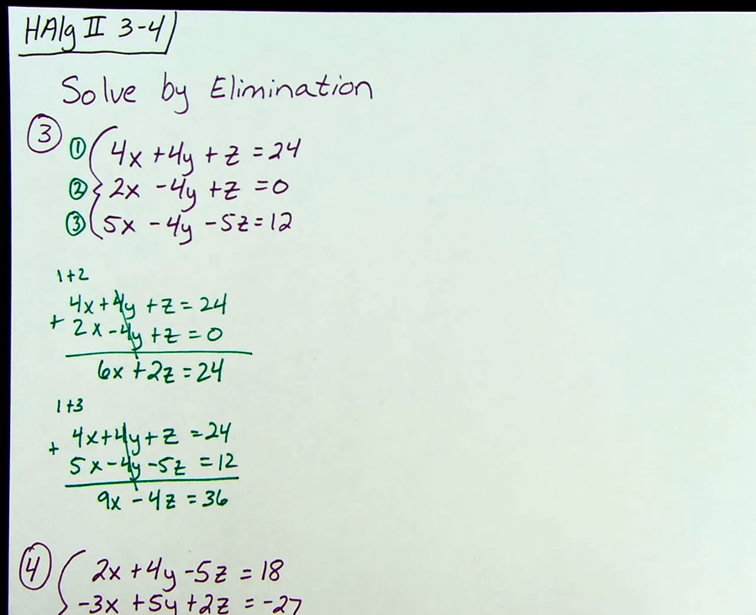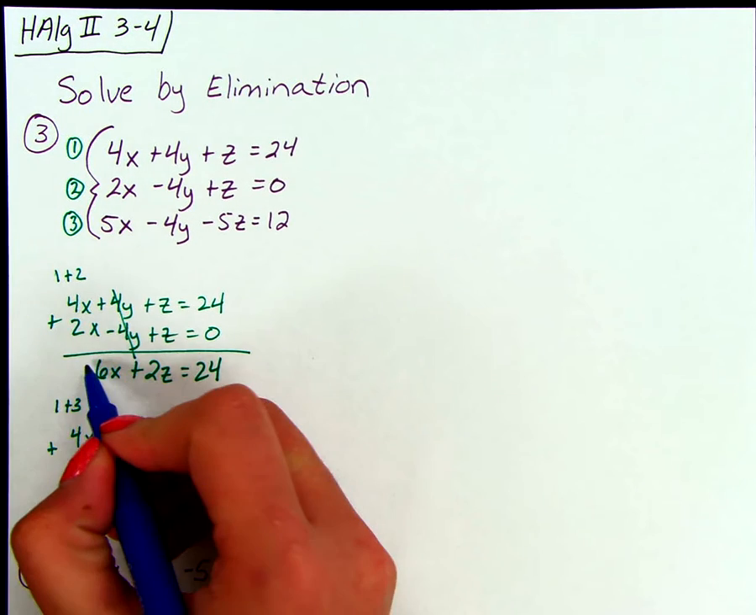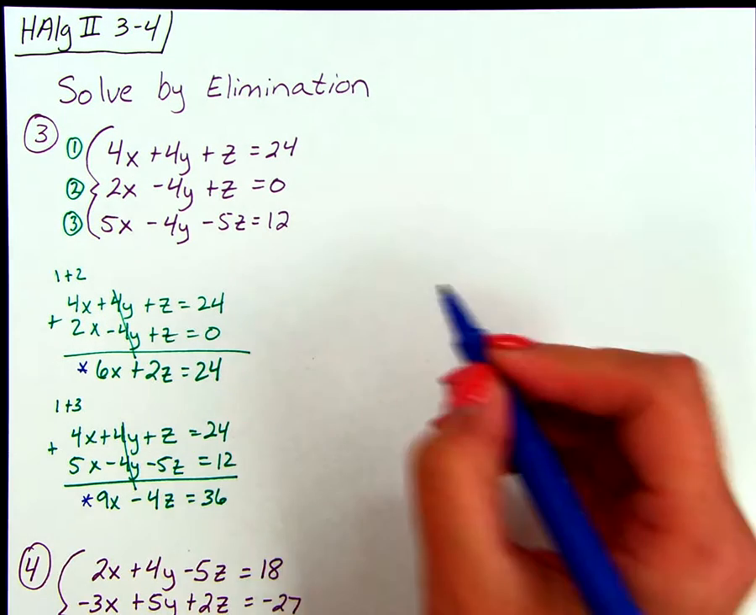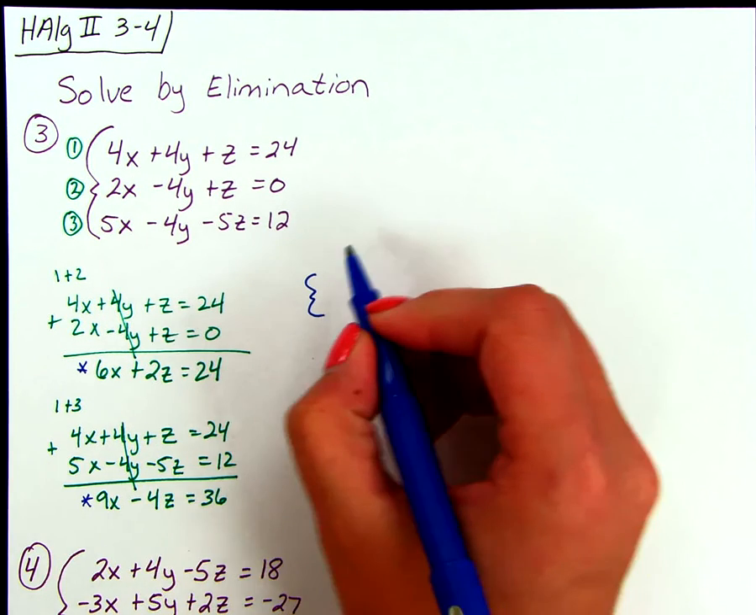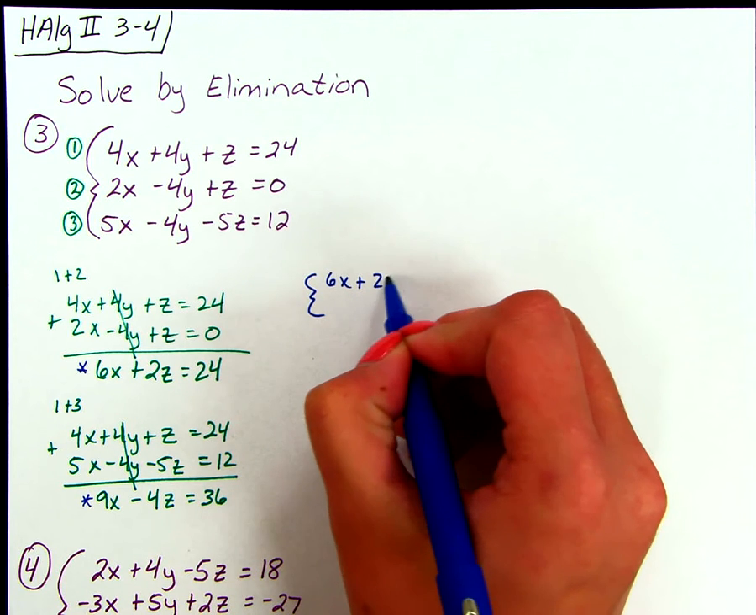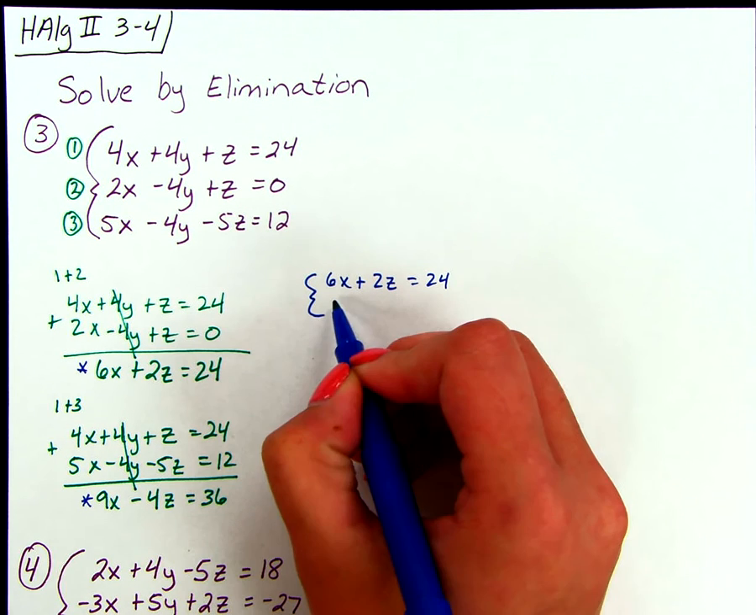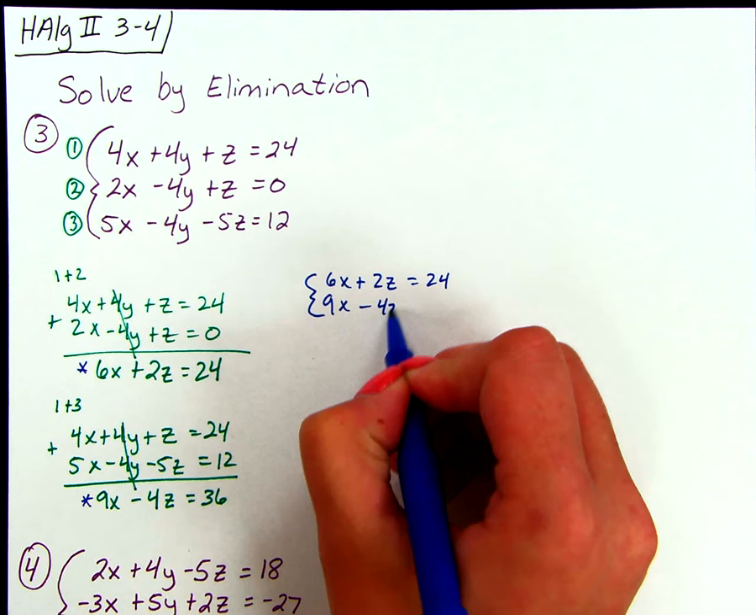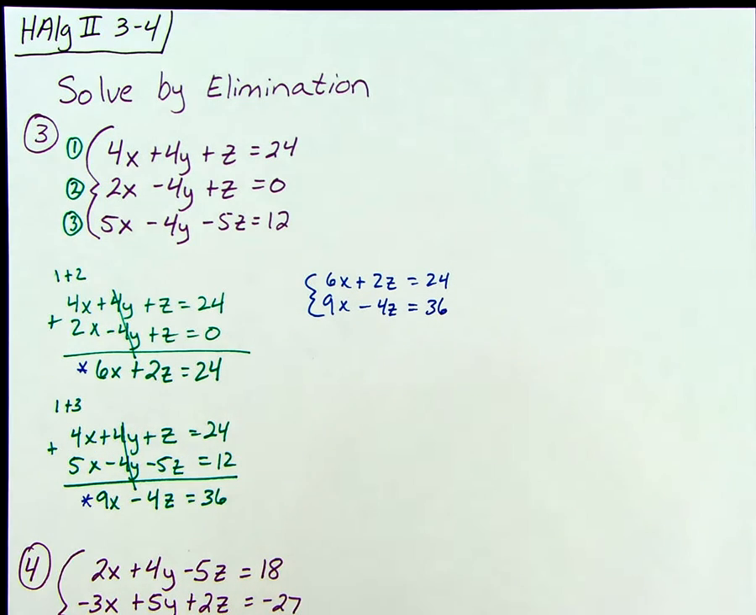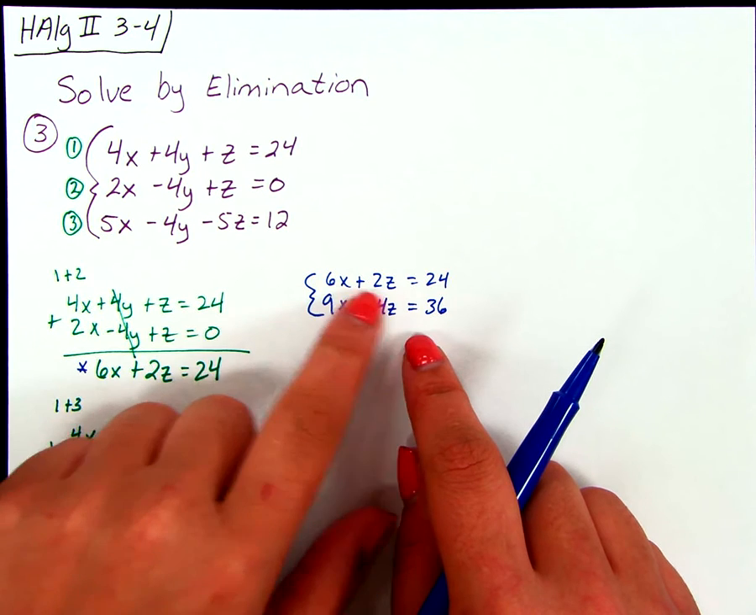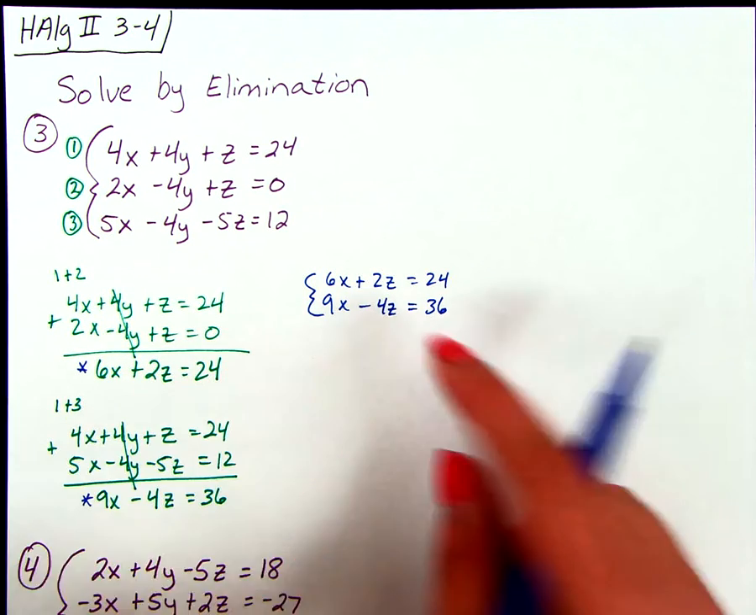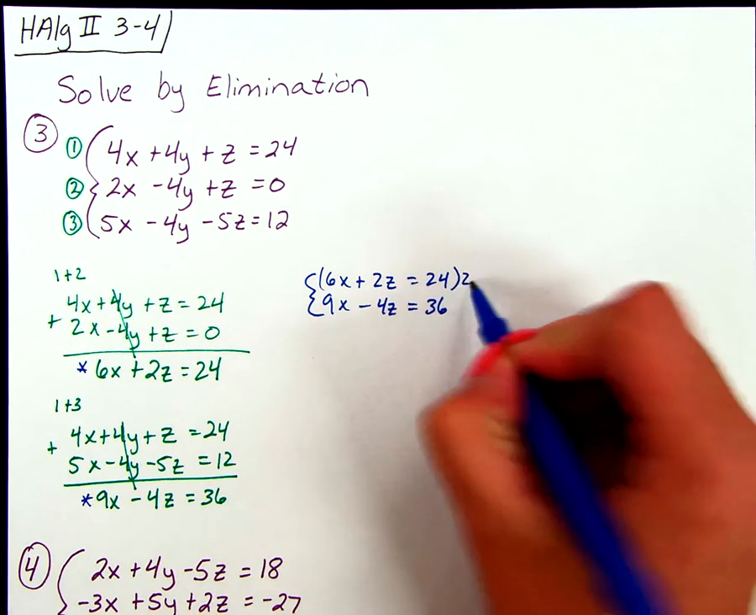So now, just like with substitution, we're going to write a new system and solve that using whatever method is the easiest. So again, we're going to combine our two new equations together, and we're solving that system. So we would have 6x plus 2z equals 24, and then 9x minus 4z equals 36. So again, at this point, we're just solving a system with two variables. So it doesn't matter which method we use this time. So I think I'm going to choose elimination, because if I multiply this first one by 2, my z's will cancel. So I'm going to multiply everything by 2.